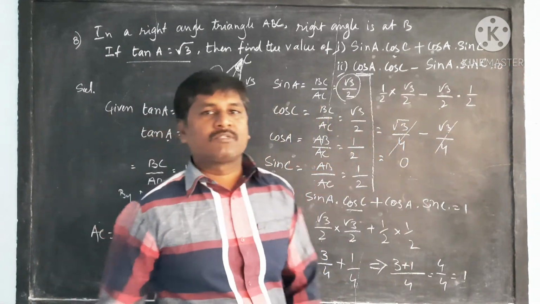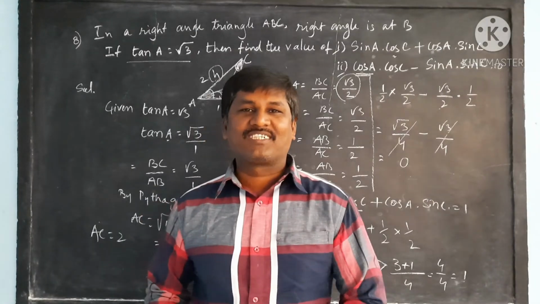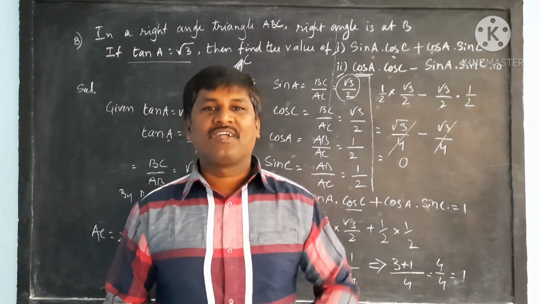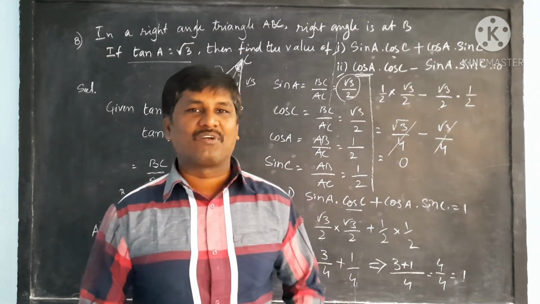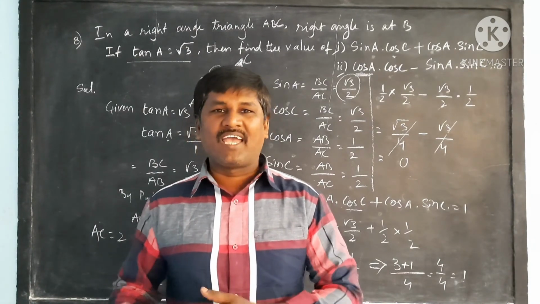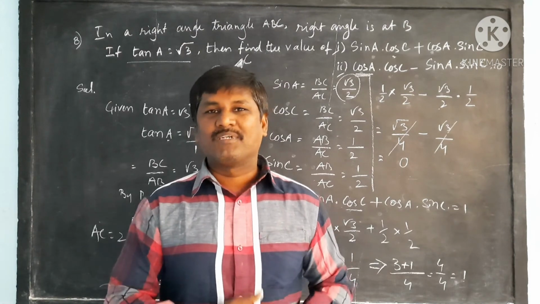So now all the sums of exercise 11.1 are over. In the next class, we will discuss all the trigonometric ratios of different angles, that is 0 degrees to 90 degrees. This class is very, very important because we are introducing super tricks to remember all the trigonometric ratios of different angles. So guys, I request all of you not to miss this class.